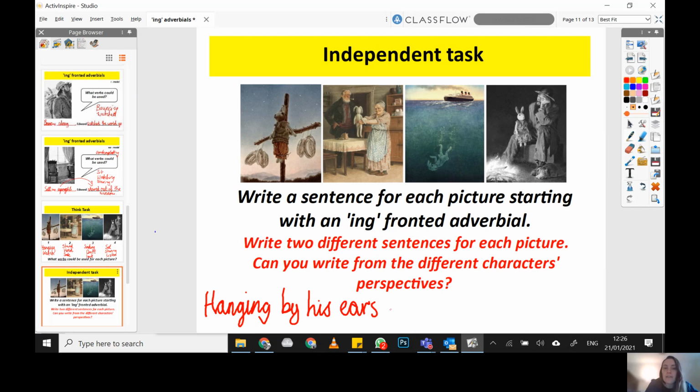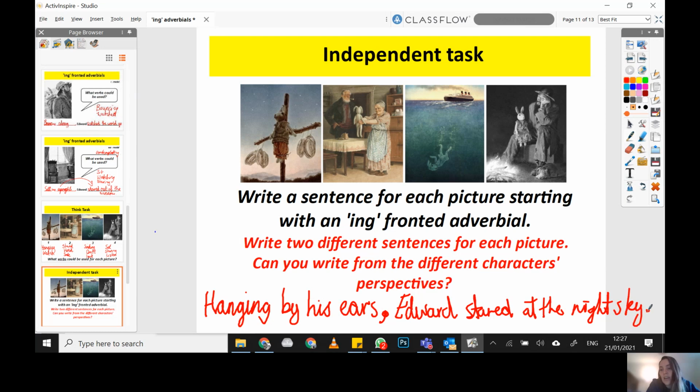And what do I need to end that fronted adverbial? I'm now going to split the fronted adverbial from the main clause. I need a comma. Oops, drawing a comma. Hanging by his ears. What is he doing? What can I see? Edward stared at the night sky.